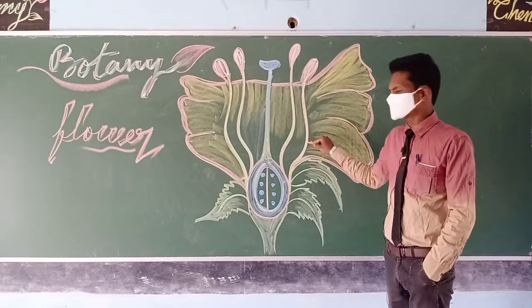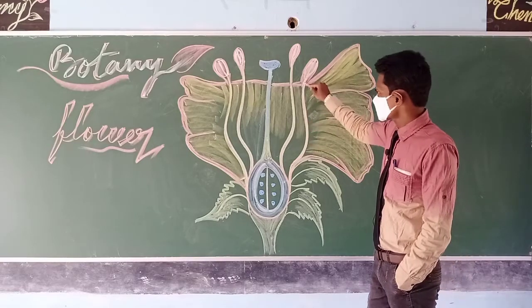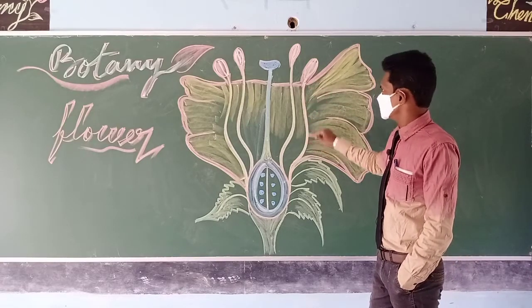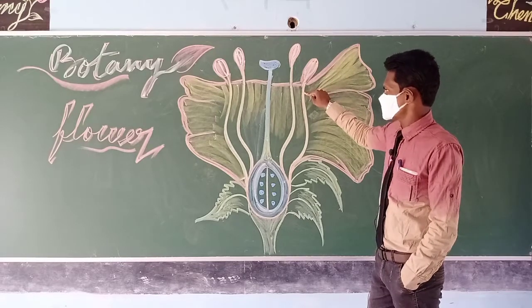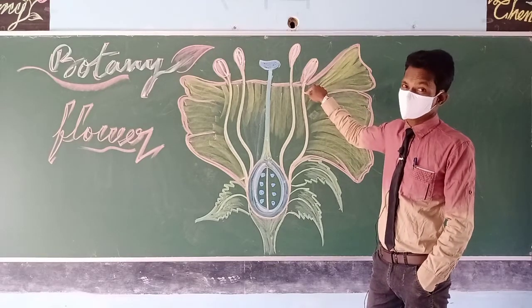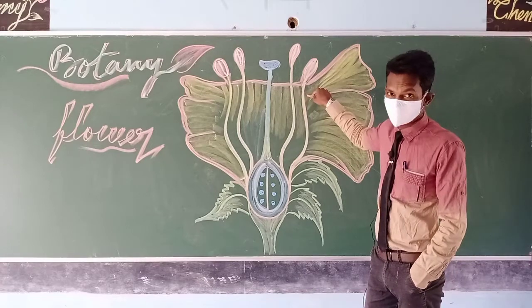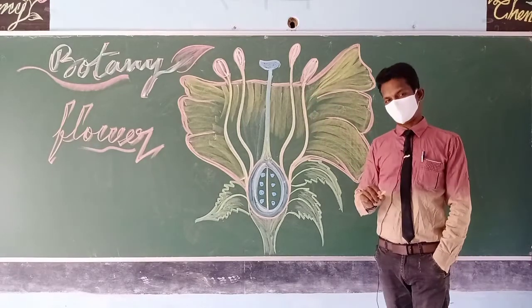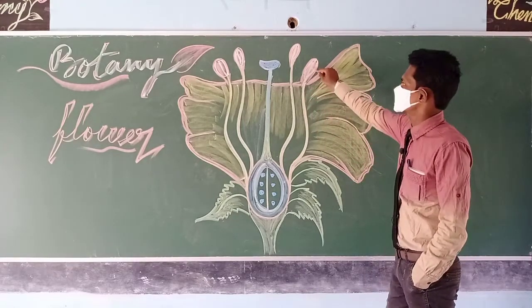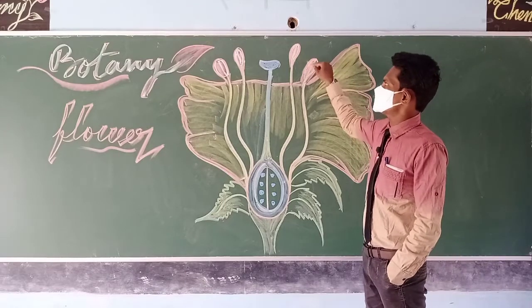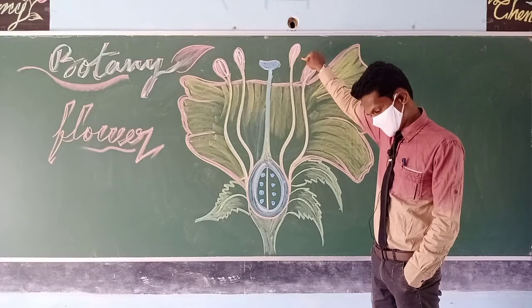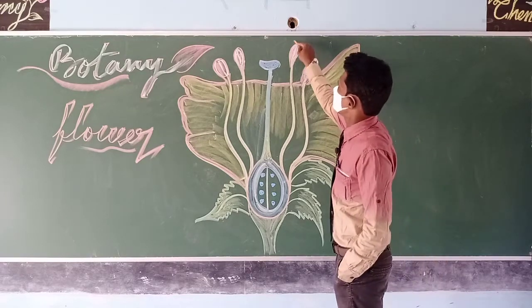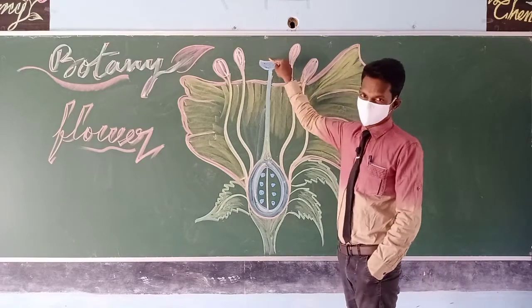Then coming to the next whorl, the third whorl, the filament and anther, these two structures together are called the male reproductive part of the flower, or stamen, or androecium. The anthers produce the pollen grains, which are known as the male gametes of the flower. The transfer of pollen grains onto the stigma is called pollination.